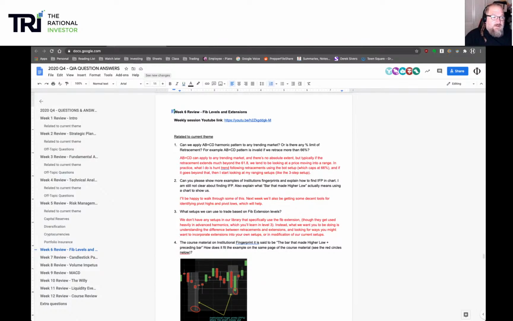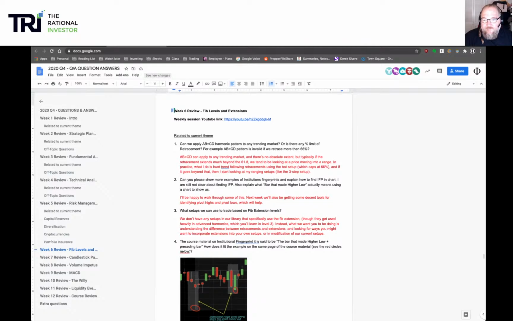The question is, can we apply ABCD harmonic patterns to any trending market? Is there any percentage limit on retracement? For example, is the ABCD pattern invalid if we retrace more than 66%? The ABCD can apply to any trending market.